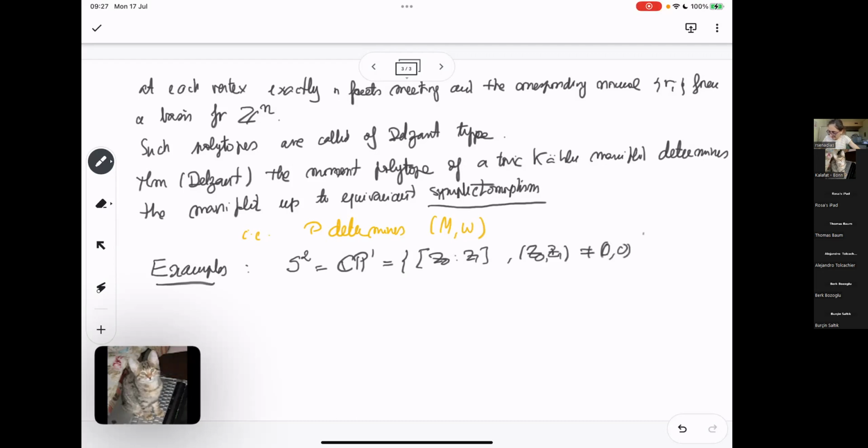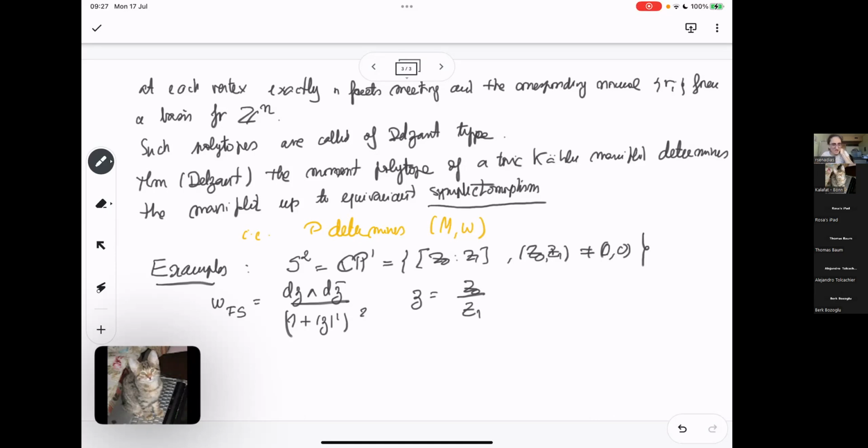Which is just CP1. So there's a J, the usual J, and the symplectic form is the Fubini-Study one. So it's given by this formula, where Z is this. And if I give you J, sorry, and the omega, it determines the G. So it's the round metric, in fact.